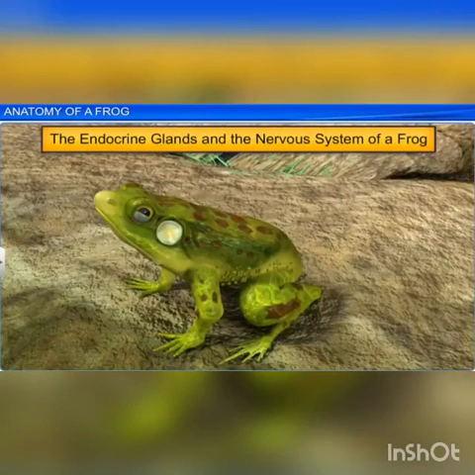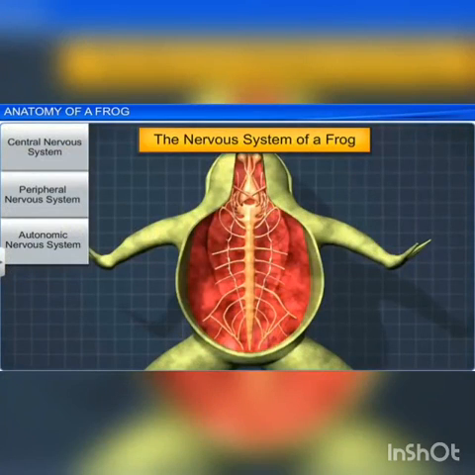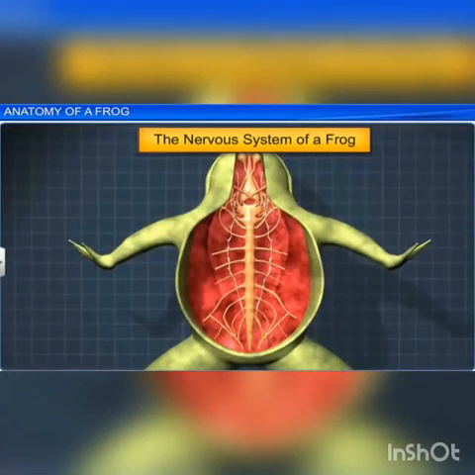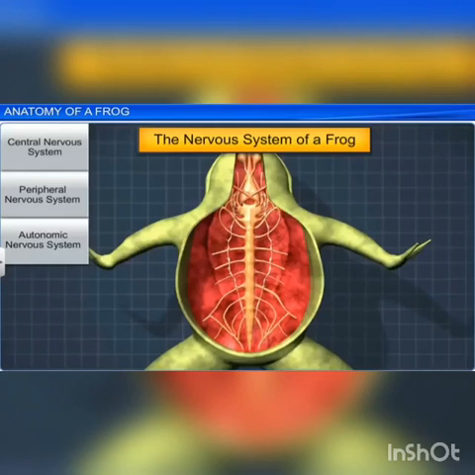Next we move on to the nervous system. The nervous system is divided into the central nervous system, peripheral nervous system and autonomous nervous system. Central nervous system includes brain and spinal cord. Peripheral nervous system includes the cranial nerves and spinal nerves. Autonomous nervous system is divided into sympathetic and parasympathetic nervous system. They control the involuntary functions of visceral organs.